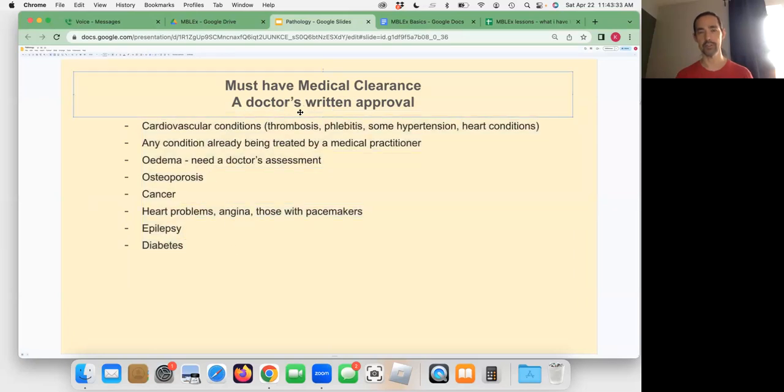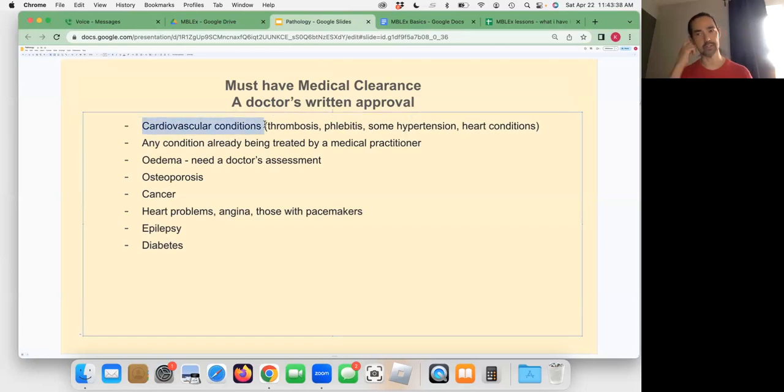Okay, you should definitely get medical clearance, doctor's written approval, for any kind of cardiovascular condition, a thrombosis, deep vein thrombosis, phlebitis. Phlebitis is inflammation of the veins, of any kind of blood vessel. Sometimes you can see it. You can see blood vessels that are red, swollen.